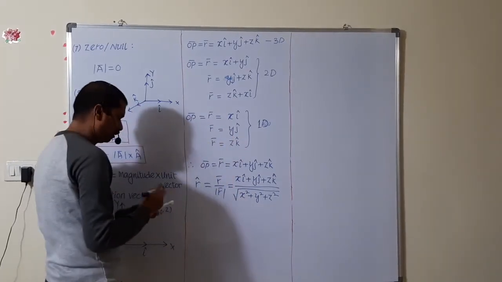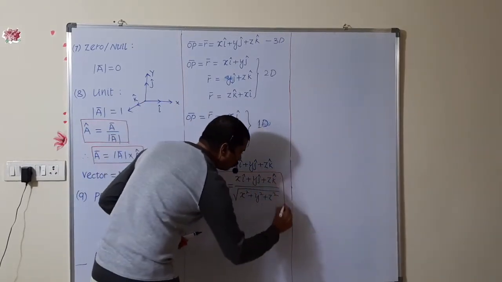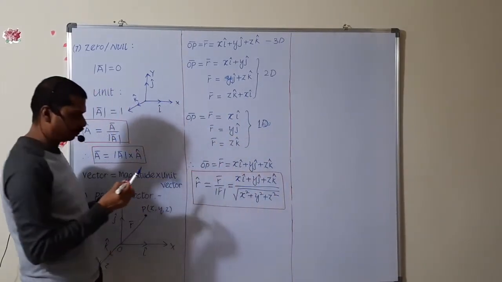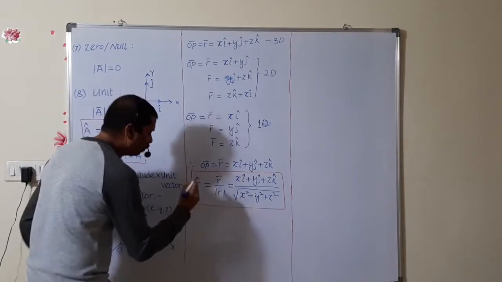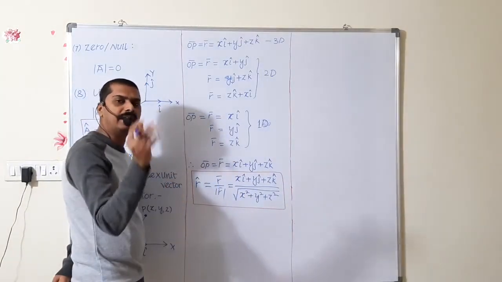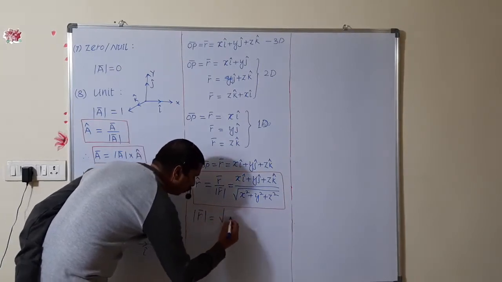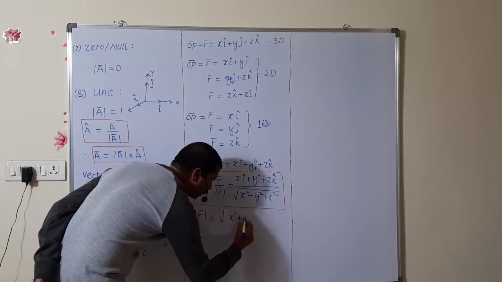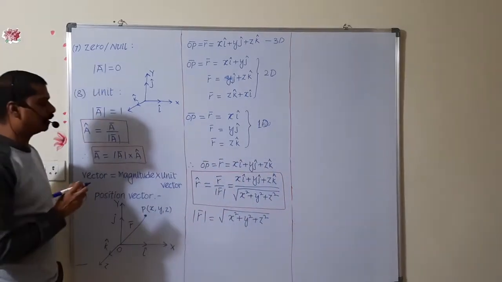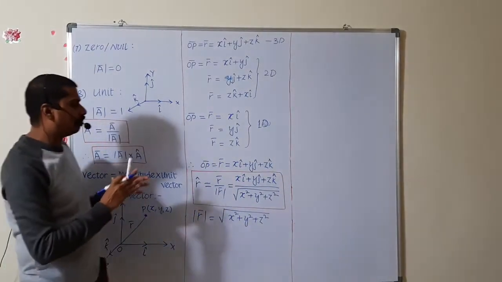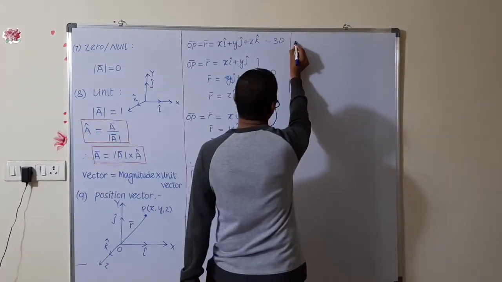This is the formula for the unit vector with respect to the position vector. If you want to find the magnitude of any vector, you have to find the value using x square plus y square plus z square. This is the formula for magnitude. Now we will solve one example.